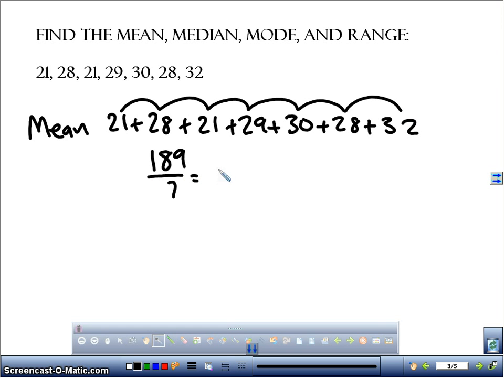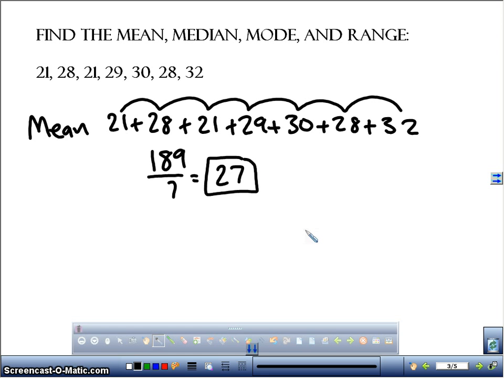And I got 27. Now this is the point where you can tell if you made a mistake. If you maybe missed adding one of those numbers. If your mean is really off from what the rest of your numbers are, you know that you forgot to add one of your numbers in there, or you're dividing by a number that is incorrect. So my mean is 27. So on average, out of this data set, I know that I'll get a 27.